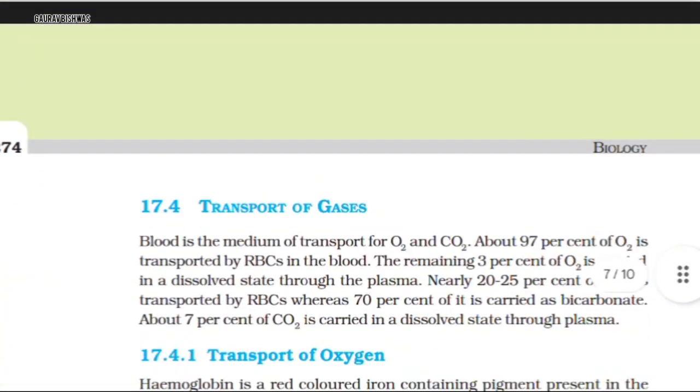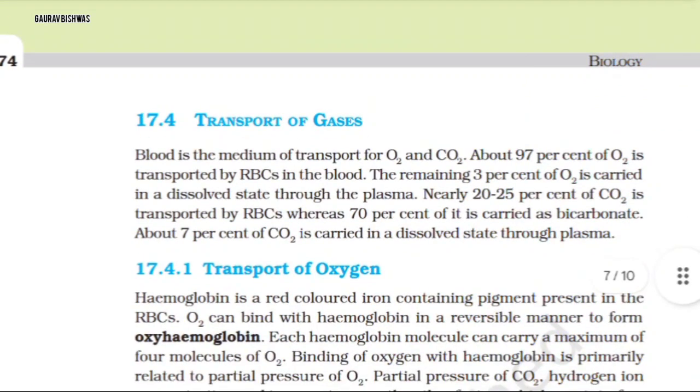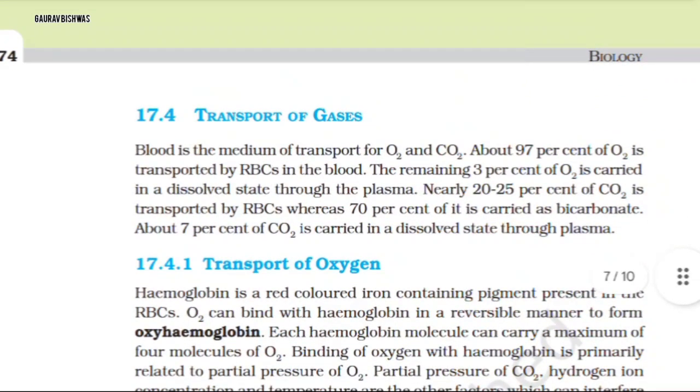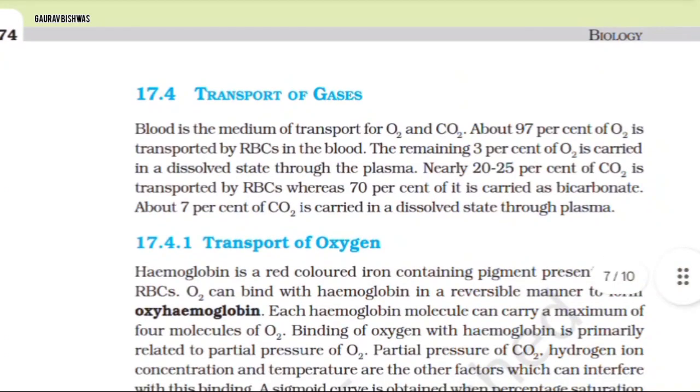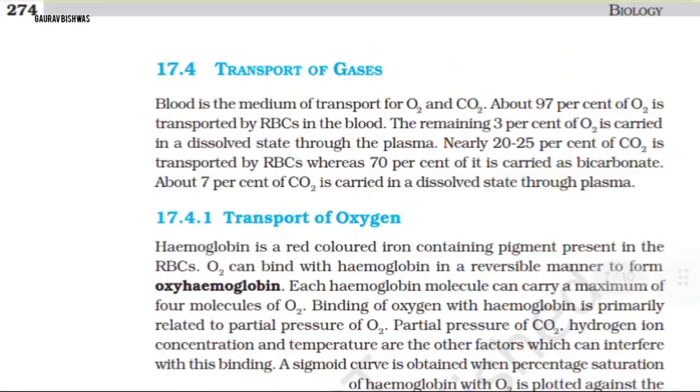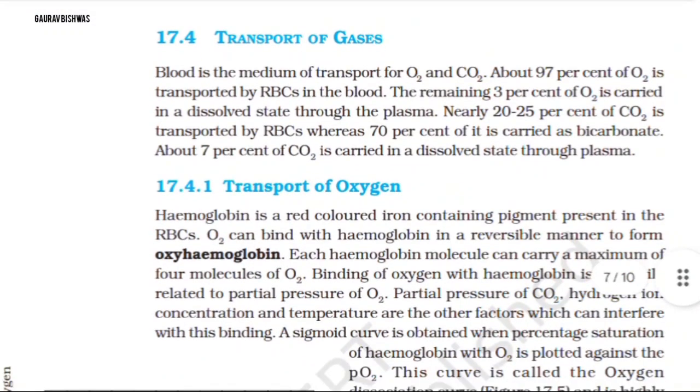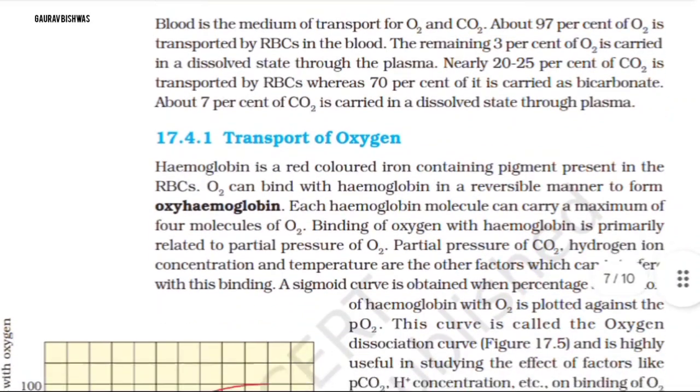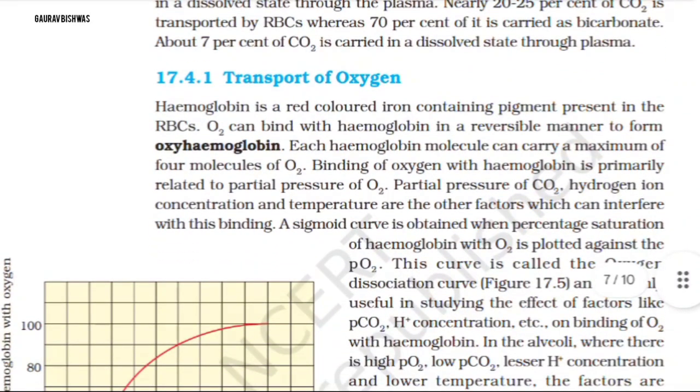Page 274. 17.4 Transport of gases. Blood is the medium of transport of oxygen and carbon dioxide. About 97% of the O2 is transported by RBCs in the blood. The remaining 3% of the oxygen is carried in the dissolved state through the plasma. Nearly 20 to 25% of the carbon dioxide is transported by RBCs, whereas 70% of it is carried as bicarbonate. About 7% of the carbon dioxide is carried in the dissolved state through plasma.